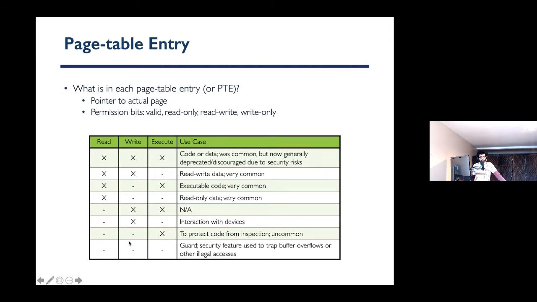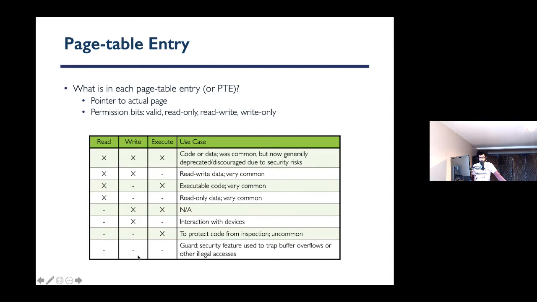Now, without read and write and just execute, this is also not common, but it could be used. So if you want to protect a piece of code from inspection, you can just give it execute access without reading it, so that the user can only execute that code without reading it.